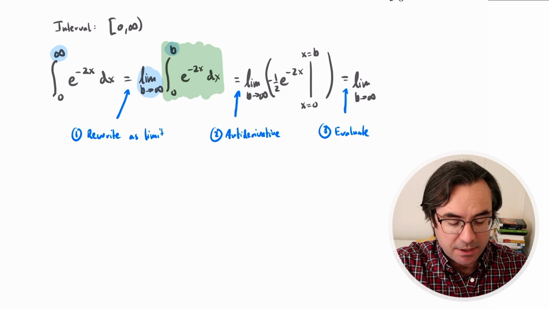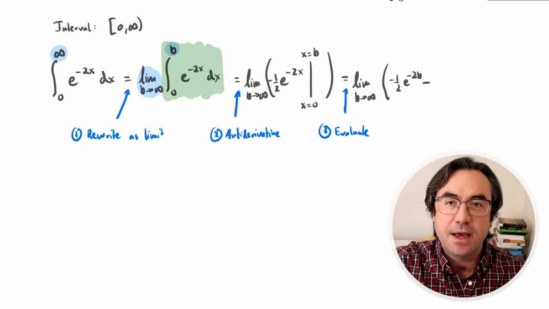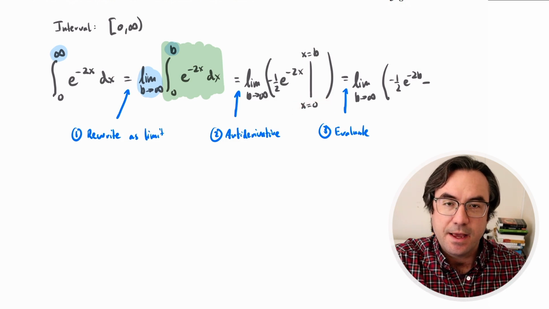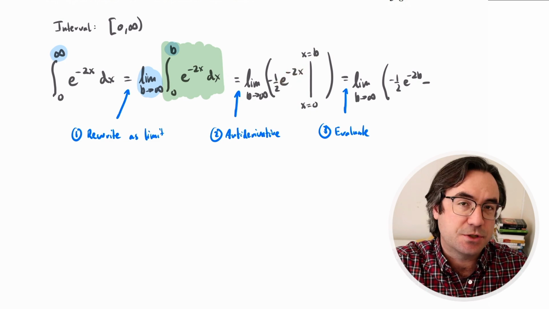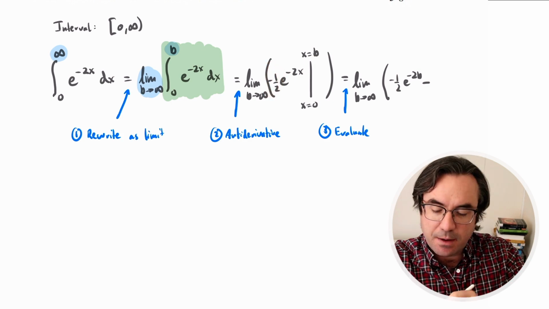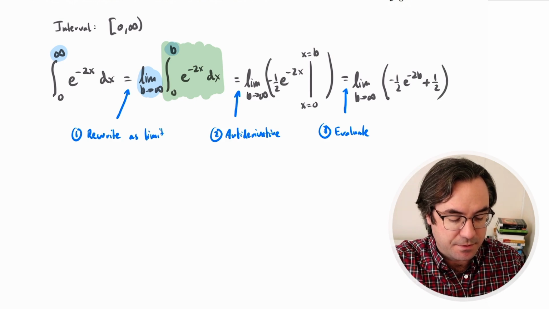So top number gets plugged in first. We end up with negative 1/2 e to the negative 2b. Then we subtract, and then we plug in our lower bound. So we plug in the 0 here. And when we plug 0 in, we're going to get e to the 0, which is just 1. And we're subtracting a negative, so this will become positive. So a double negative. So it'll be plus 1/2.